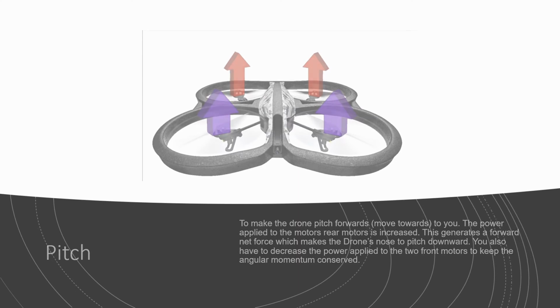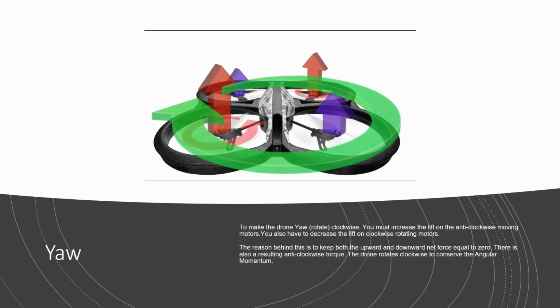Yaw. To make the drone yaw clockwise, you must increase the lift on the anti-clockwise rotating motors. You also have to decrease the lift on the clockwise rotating motors. The reason behind this is to keep both the upward and downward net forces equal to zero. There is also a resulting anti-clockwise torque. The drone rotates clockwise to conserve the angular momentum.